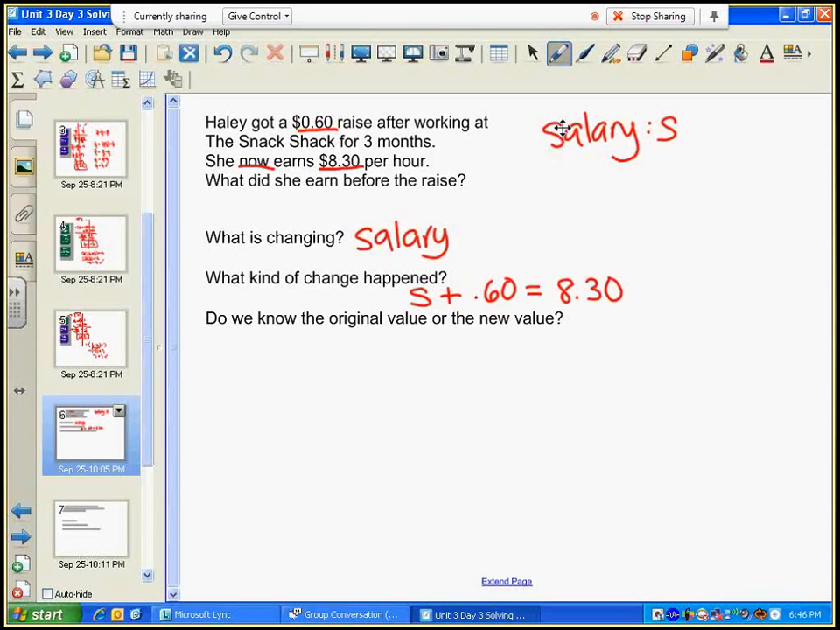Yeah, I actually did that problem for you. Shoot. What kind of change happened? Her salary increased. Let me change that. Her salary increased. Got bigger. She got a raise. Okay. So do we know the original value or the new value? We actually know the new value, right? Her new value is $8.30. So what she had plus what her raise was now gives us $8.30.